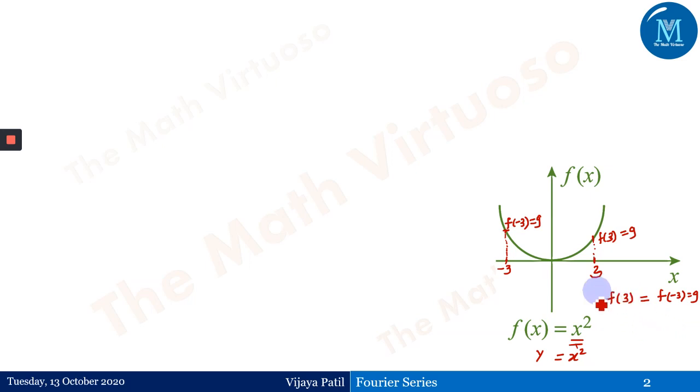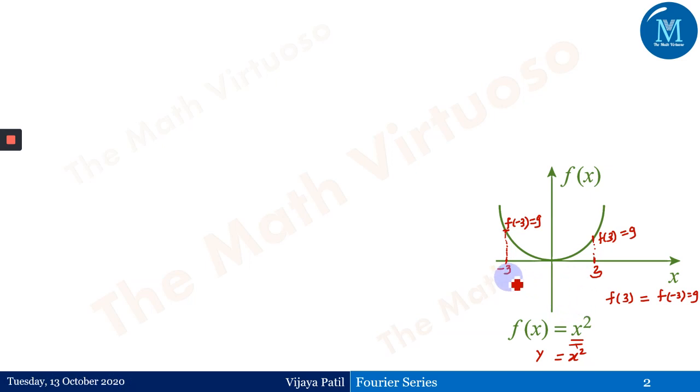This is happening because this function is symmetric about the y-axis. If you observe this particular curve, it is symmetric about the y-axis. And this type of function is known as an even function.